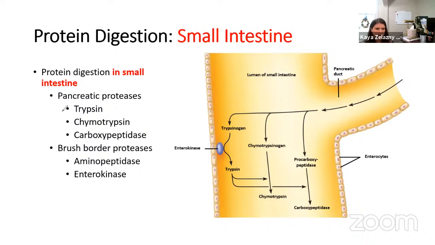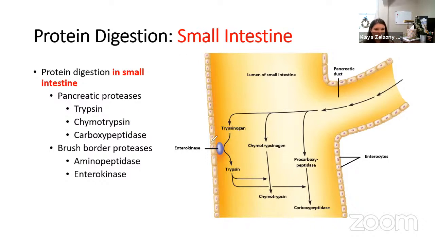Trypsin and chymotrypsin are endopeptidases, and carboxypeptidase is an exopeptidase. So we can remember that by the fact that it has an X in it. That's not why it has an X in it, but it helps remember it. So endopeptidases and an exopeptidase. Okay.